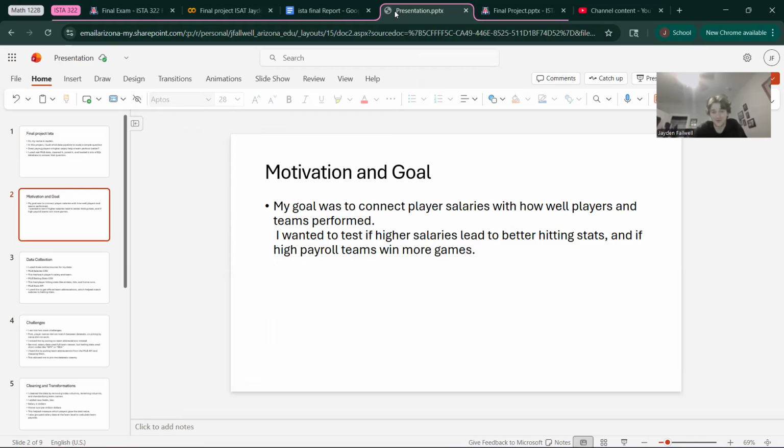My motivation and goal was to connect players' salaries with how well players and their teams perform. I'm a big baseball fan, and this past World Series, the Los Angeles Dodgers won, who were the first or second most high spending team. So I was seeing if there was a correlation with that, and I basically wanted to test whether higher salaries lead to better hitting stats for players, and a higher overall team payroll means winning more games.